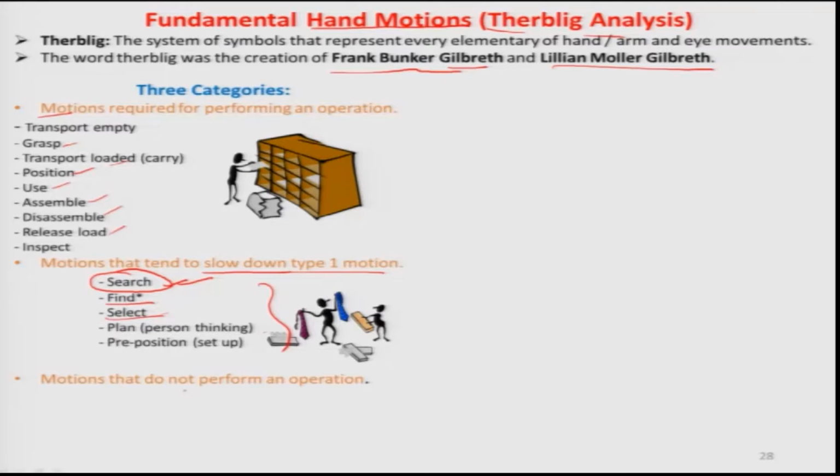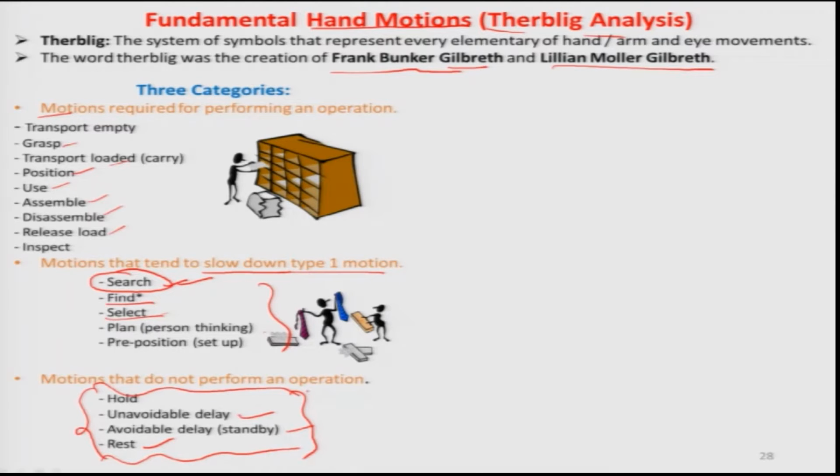And the third one is motion that does not perform an operation: hold, unavoidable delay, rest. Okay, these are the motions which are for permanent storage or delay. So it slows down, it just stops the operation. Suppose there is an unavoidable delay in a workshop, so you will have to stop everything, and your whole operation will get stopped there because of this.